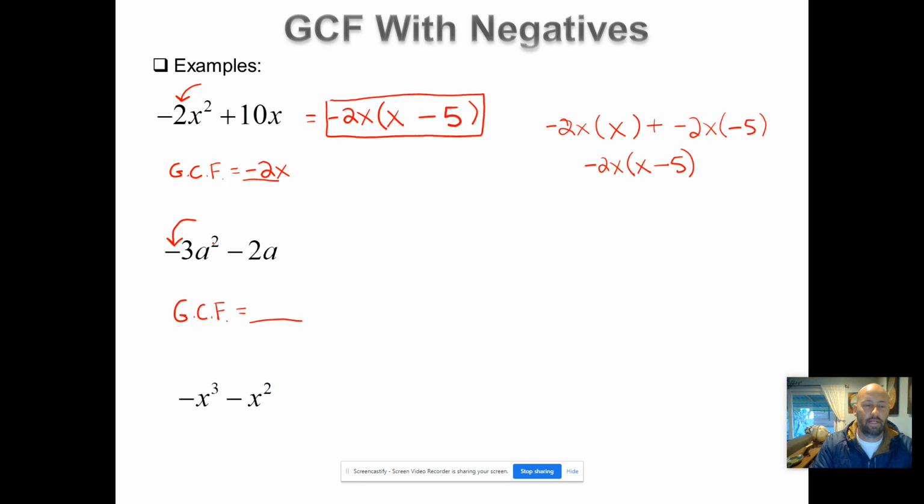And then a squared and a. Just like here when it was x squared and x, I was able to take out an x. With a squared and a, I'm going to be able to take out an a. So negative 1a, I'm just going to take out a negative a.